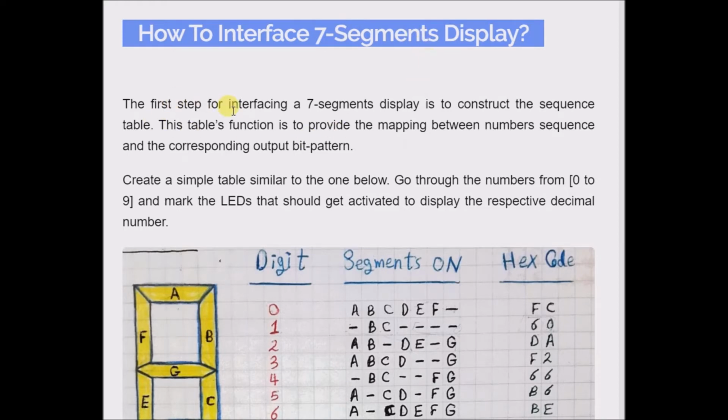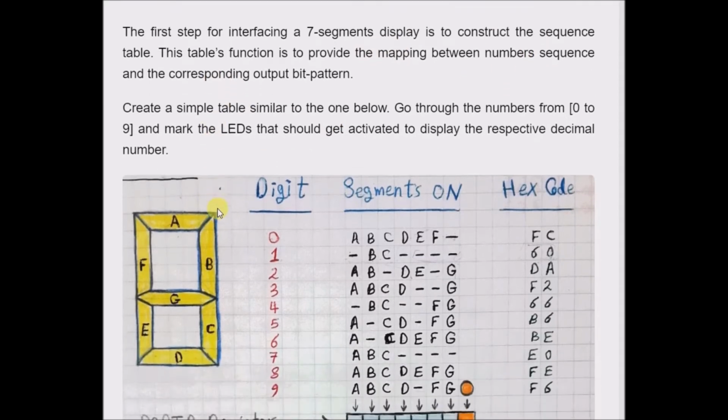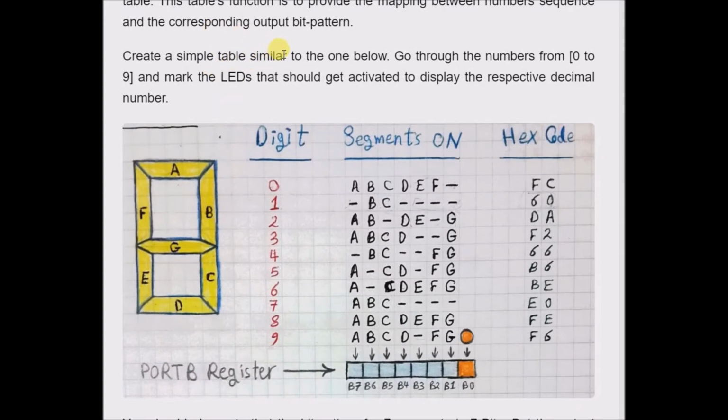The first step for interfacing a 7 segment display is to construct the sequence table. This table's function is to provide the mapping between the number sequence and the corresponding output bit pattern. Create a simple table similar to the one below. Go through the numbers from 0 to 9 and mark the LEDs that should get activated to display the respective decimal number. Note to self to just pause this screen and study it. Okay, well this makes sense.